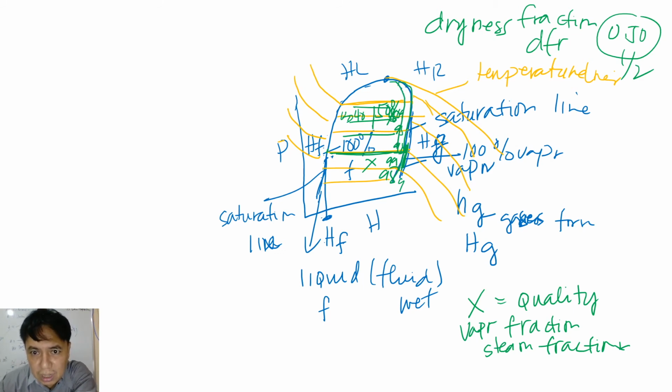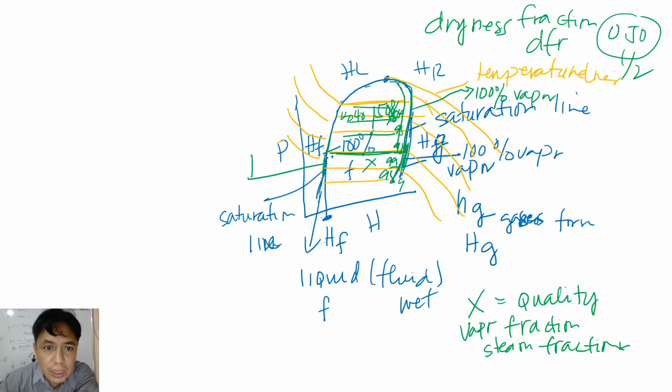When you meet this line of saturation, what quality is this? 100% vapor. This one is 100% fluid, no, 100% F. What is that? Ano yung class? Wala fluid. So sa left class ay fluid, sa right ay gas.